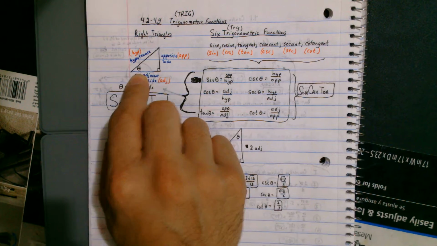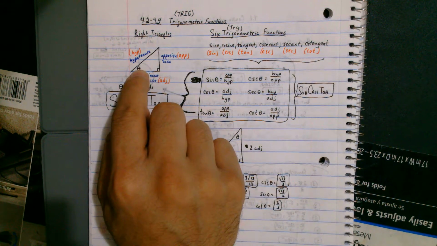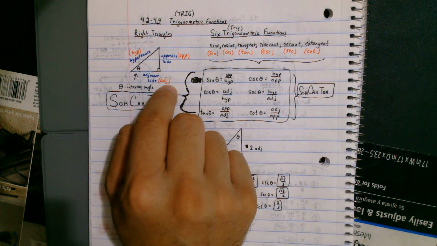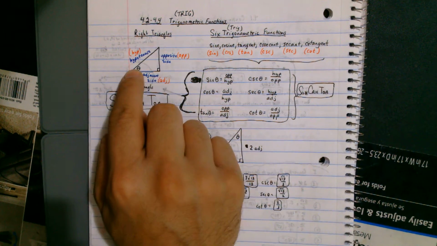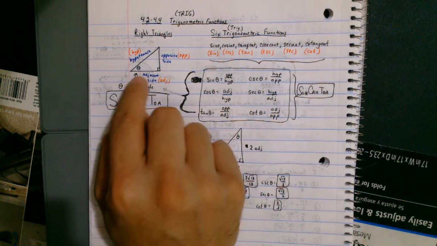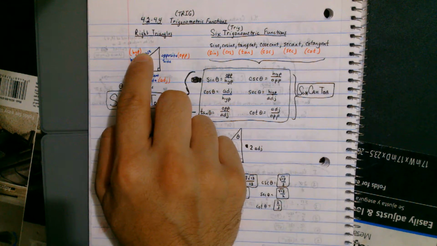If you have an interior angle that you're dealing with here, in this case we're calling it theta, then the side that runs next to it is the adjacent side, which we call ADJ for short. The side that goes opposite of it is its opposite side, so we call it OPP for short. And the hypotenuse of a right triangle, we call it HYP for short.